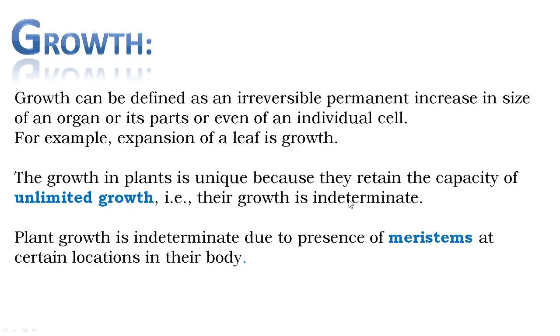In animals, growth is determinate in nature. Our height, the length of our hands, the length of our fingers, the size of our nose seem as if predetermined. It seems as if it is predetermined. So in animals, growth is determinate, whereas the growth in plants is indeterminate. Plants can grow in an unlimited manner.